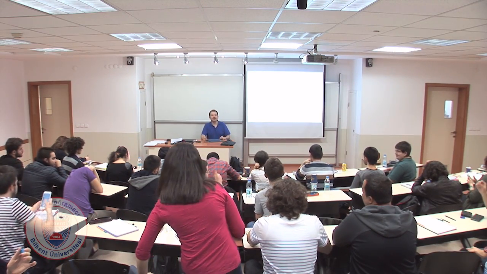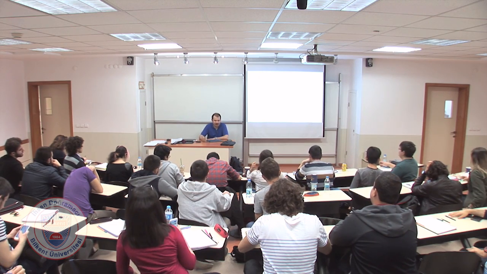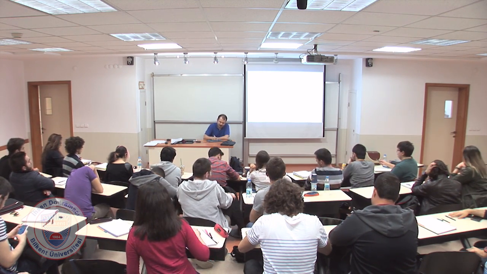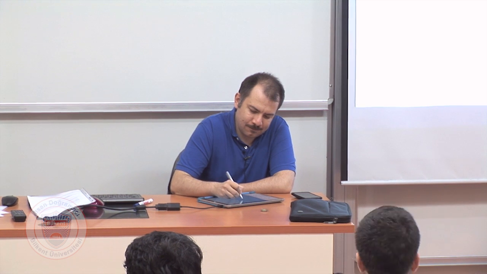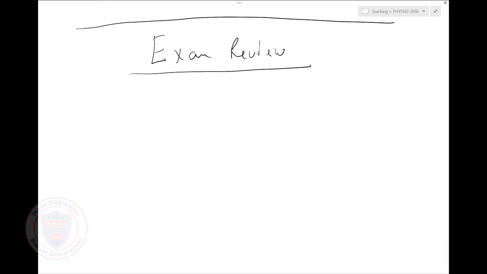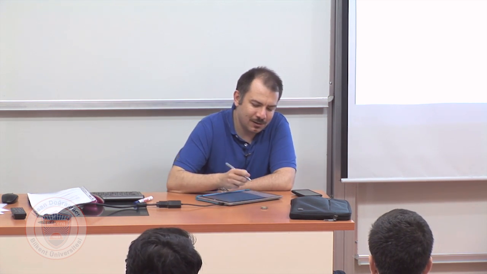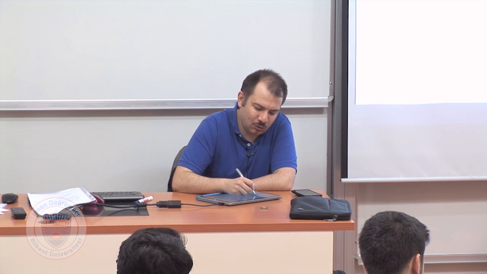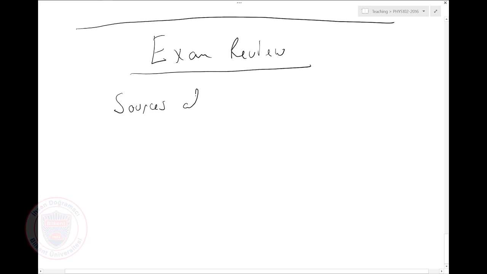Okay, so let's start this exam review. As is my custom, I'll actually do this in reverse order. So let's talk about the last subject we have talked about. For the last 10 days or so, what are we talking about? We're talking about how to create a magnetic field, right? So we're basically talking about sources of magnetic field.